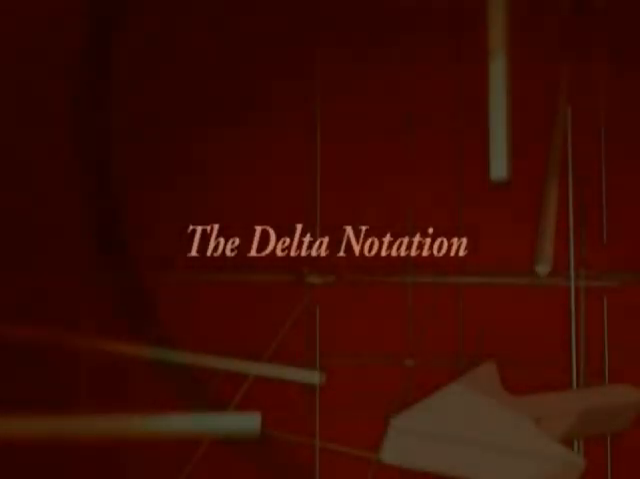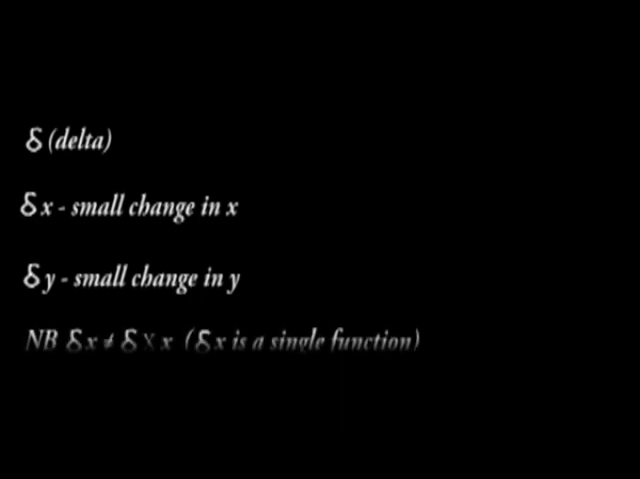The delta notation. We have used h to represent a small change in x. The symbol delta is used to indicate a small change, that is, delta x is a small change in x and delta y is a small change in y. Note that delta x is not the same as delta times x. Delta x is a single function.